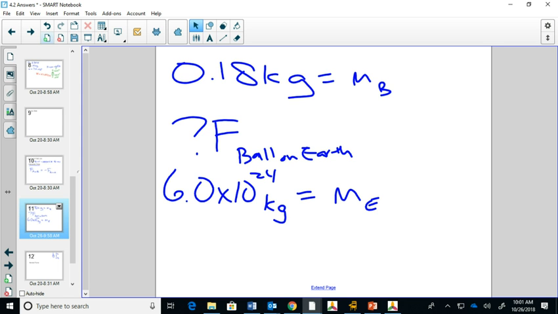Does that make sense? So we can calculate that, right? Can we calculate the gravitational force that the Earth is putting on this water bottle, or on the softball in this problem's case? We can. How would we do that? Say again?